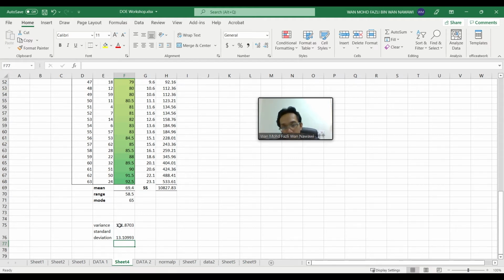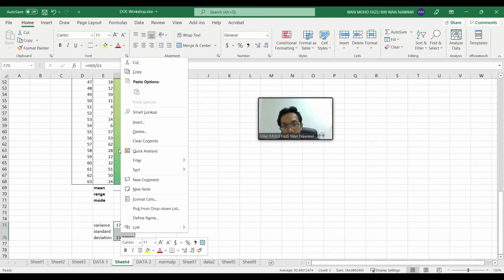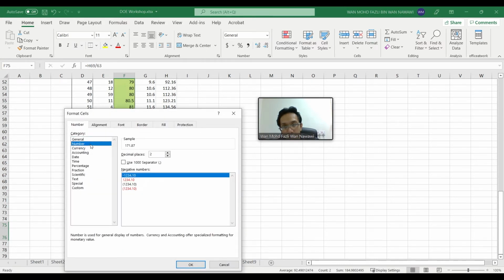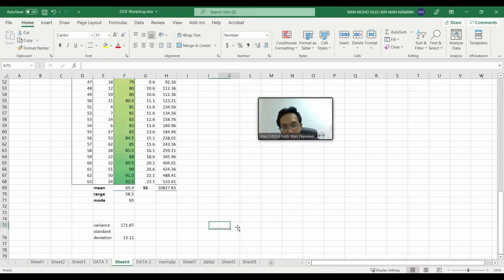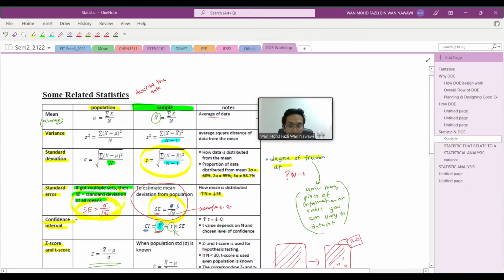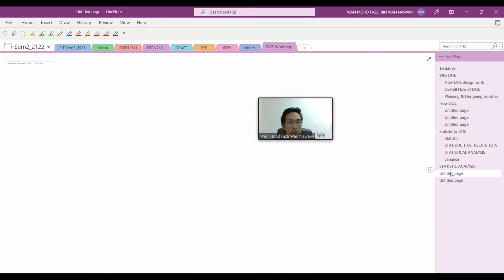Let me put it in Format Cells and set it to number, 2 decimal places is okay. So you get the standard deviation and the variance. So what does all this mean? If I want to draw this, what it means is this.